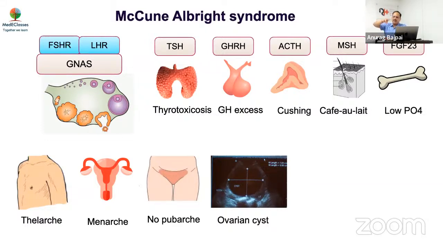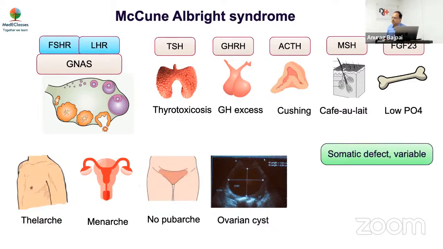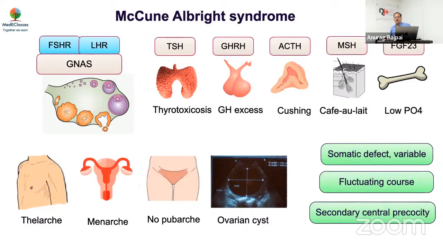So you don't need to have the entire combination. Even a single manifestation becomes important. I'll talk a bit about the criteria for McCune-Albright a bit later, subsequently. So this is a somatic defect, with a variable and fluctuating course. And you may also have a secondary central precocity.